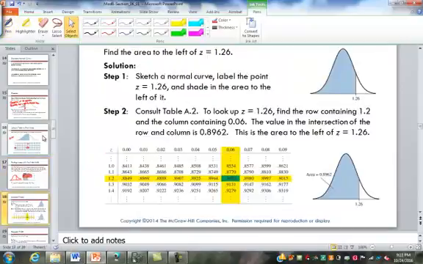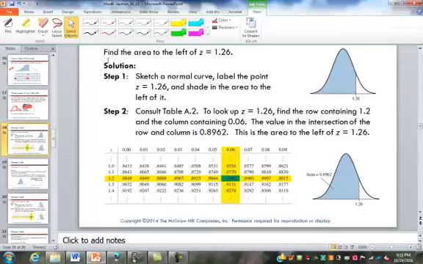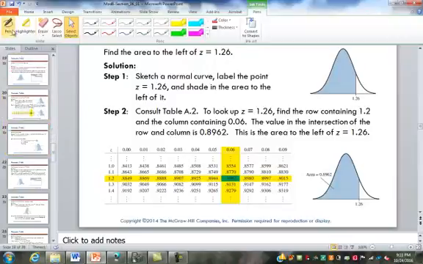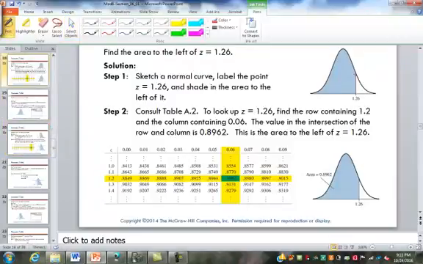So let's look at some examples here. We're not going to use the table. We're going to use the calculator. But find the area to the left of 1.26. So you can see from the diagram they gave you, the left of 1.26. Finding the area to the left of that, basically asking what is the probability that z is less than 1.26.